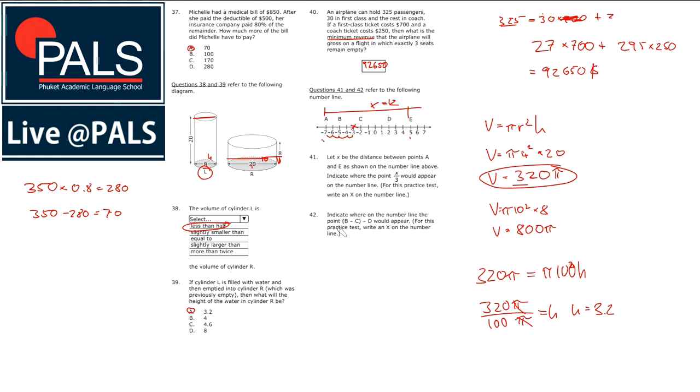Indicate where on the number line the point B minus C minus D would appear. B is -5. Minus -2 is +2, which brings us to -3. Minus D is +2, which brings us to -5. So we are back to point B.